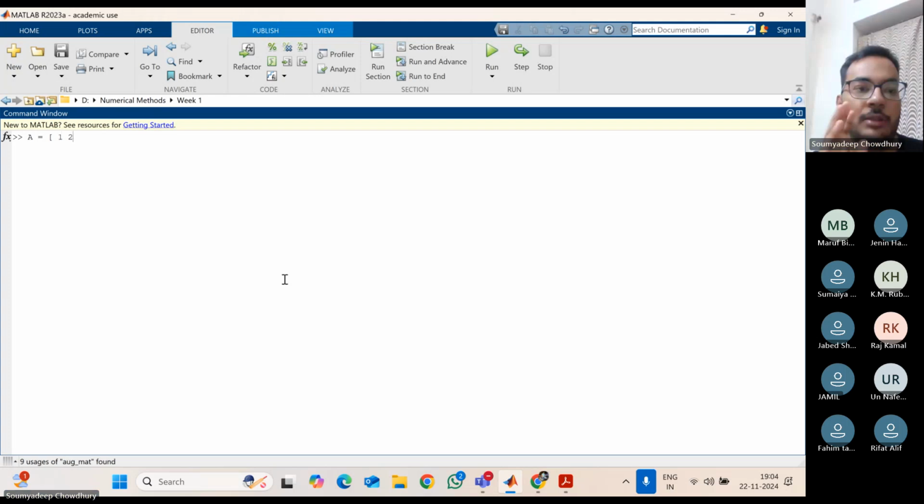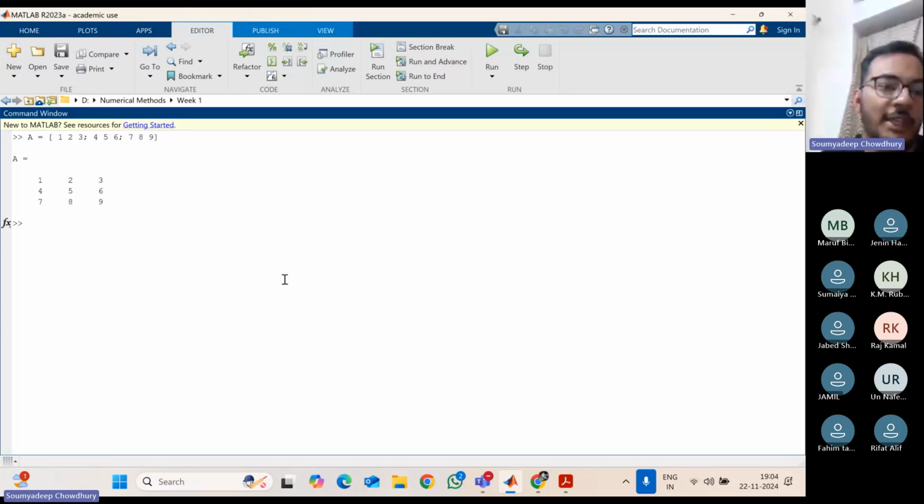I'll write it. Whenever you have a new row, meaning the second row, if you want to go there, then you have to put a semicolon. 3 4 1 2 3, suppose 4 5 6, then you have 7 8 9. So this is the A matrix. Here you can see how I have represented the elements. If you want to mention it is in a separate row, you have to use the semicolon.